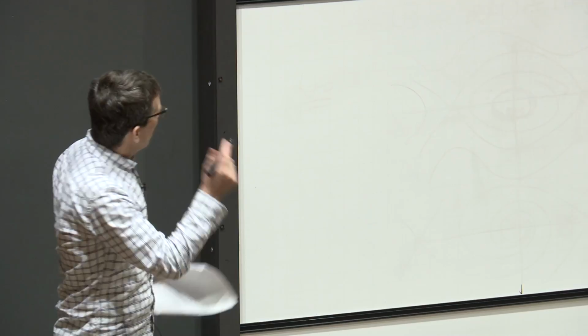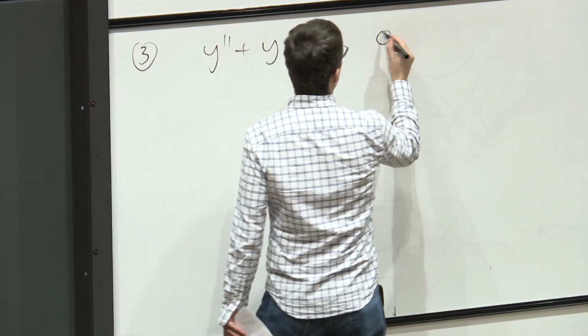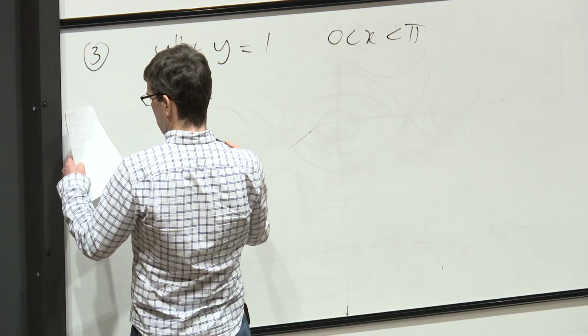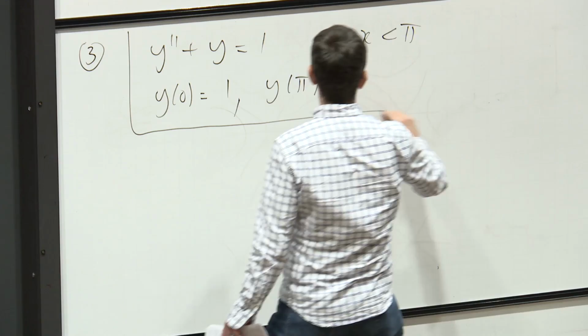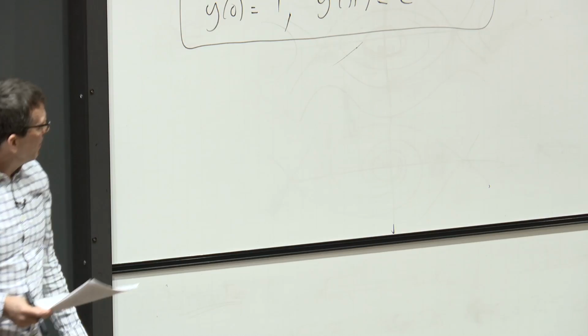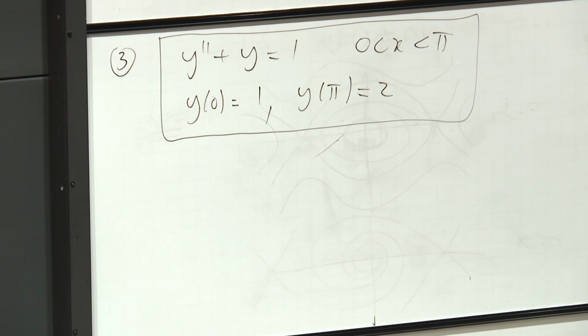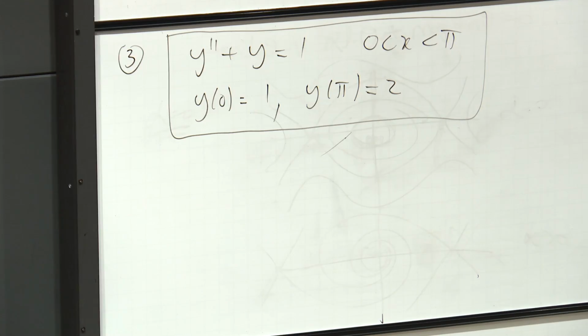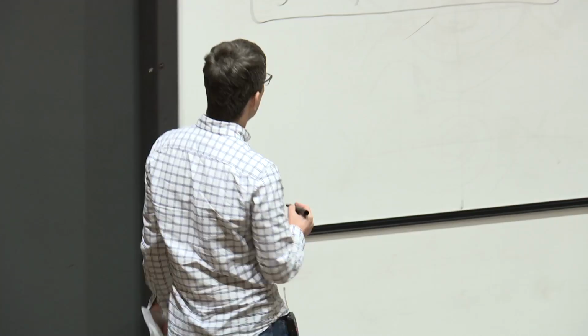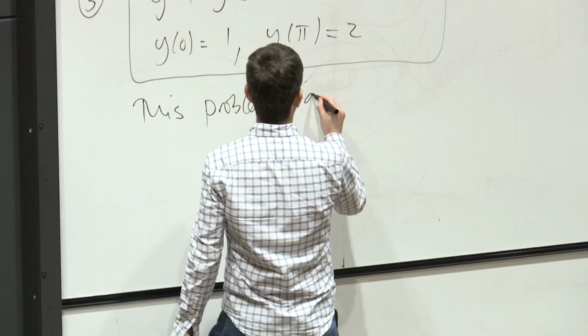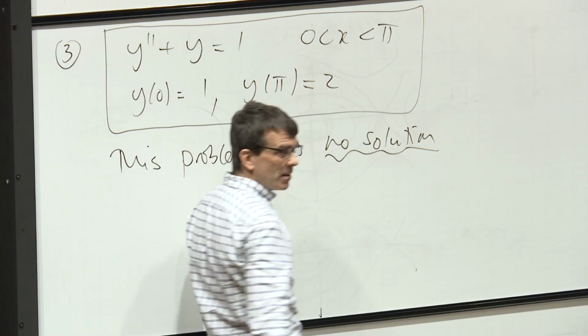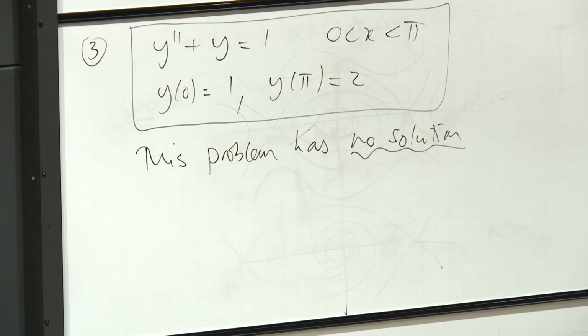Right, example three. It's the same ODE that we started with, and I've just tweaked the boundary conditions slightly. So instead of y prime of pi is 2, I've got y of pi is 2. In principle, the same approach will work, right? No, this problem has no solutions. You can easily check that yourselves. If you try to follow the particular integral plus complementary function approach, you just end up with a contradiction. It's impossible to satisfy both those boundary conditions.